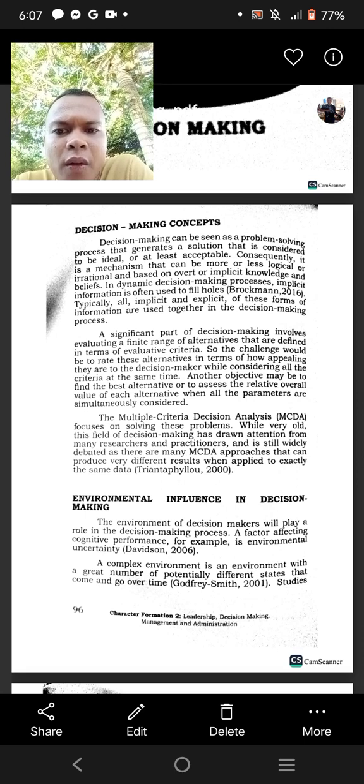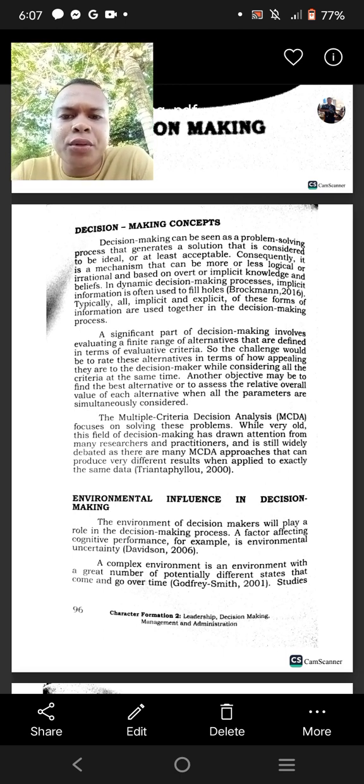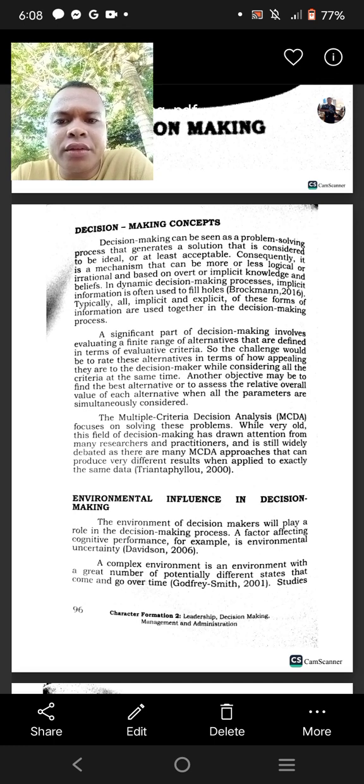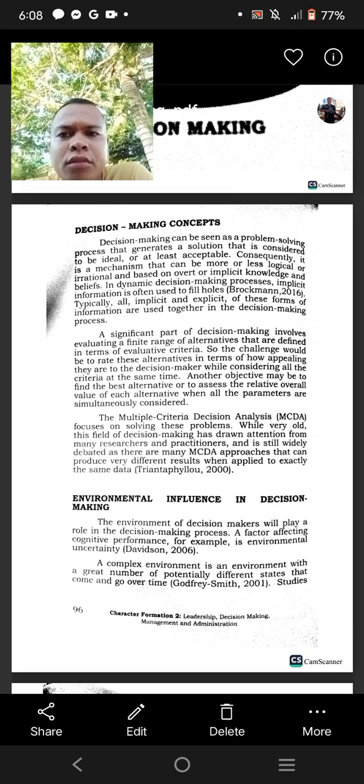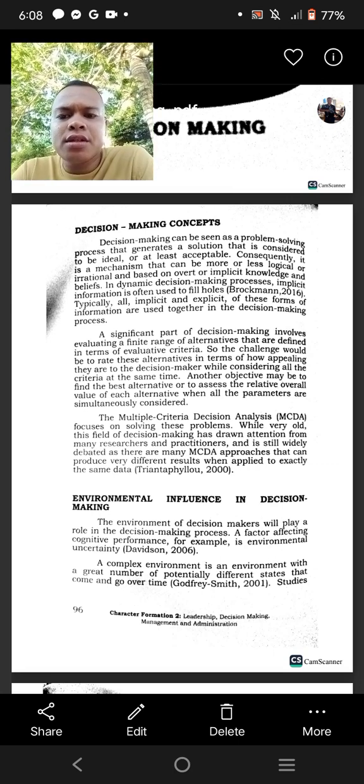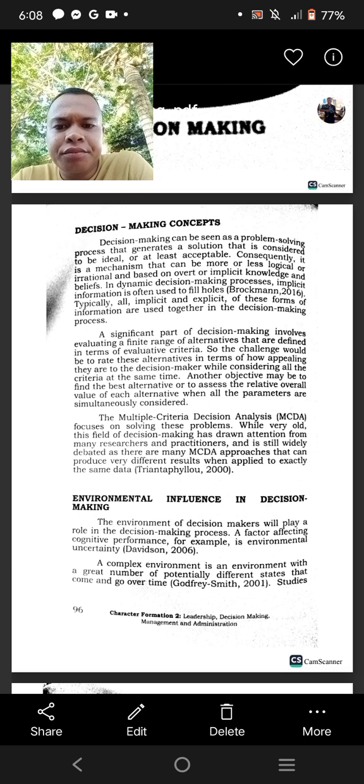While very old, this field of decision making has drawn attention from many researchers and practitioners, and is still widely debated as there are MCDA approaches that can produce very different results when applied to the same data. Environment influence in decision making. So, the environment of decision makers will play a role in the decision making process.